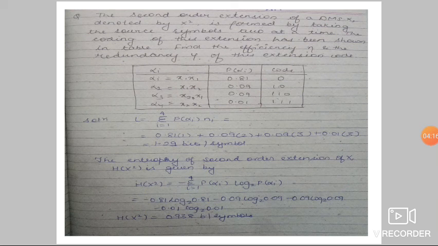Therefore the code efficiency eta equals H(X square) by L equals 0.938 by 1.29, which finally gives 72.7%. Also the code redundancy gamma equals 1 minus eta, then we will get 27.3%. Note that H(X square) equals 2H(X).